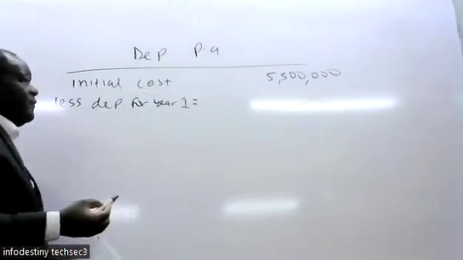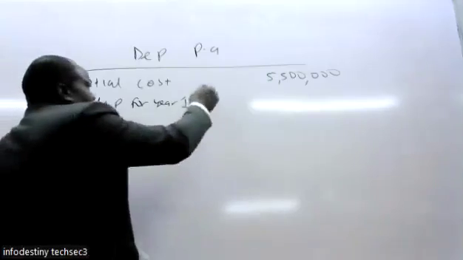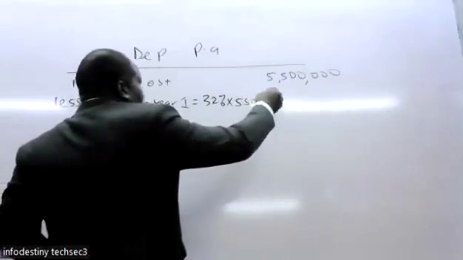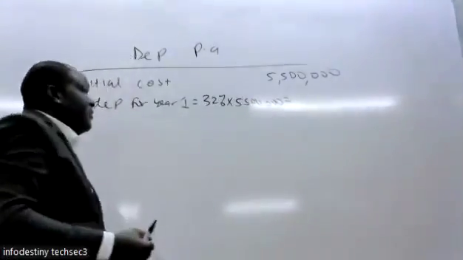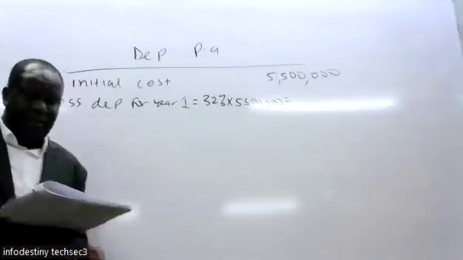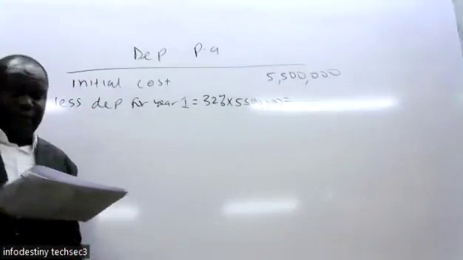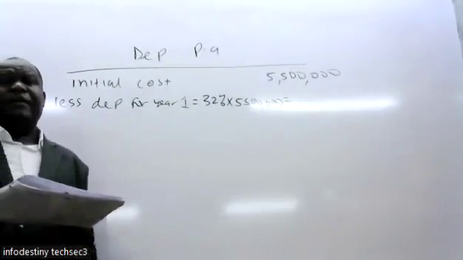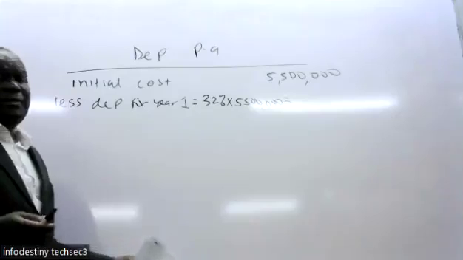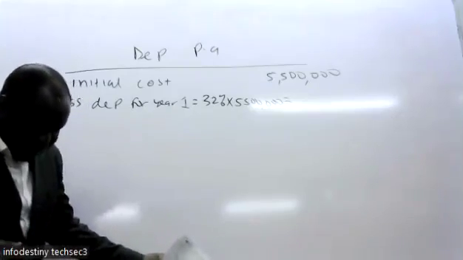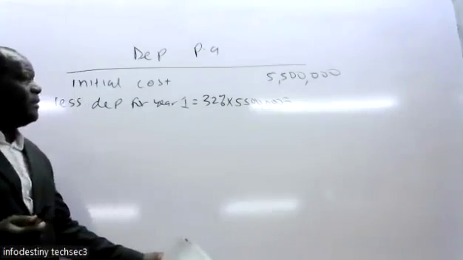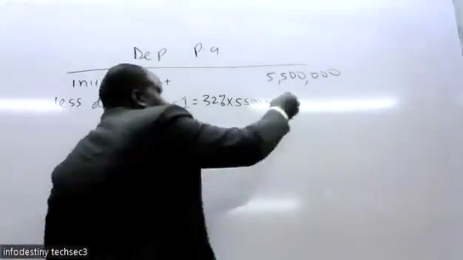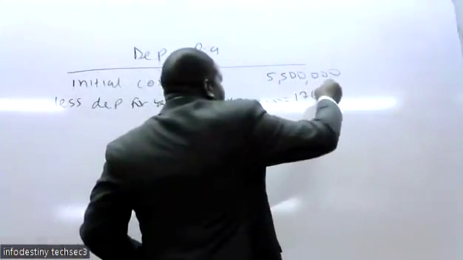So depreciation for year one is simply 32% of the 5.5 million, because the depreciation rate was given to you in note number 4, and it is on the reducing balance basis. So what will you get when you get 32% of 5.5 million? 1.76 million.